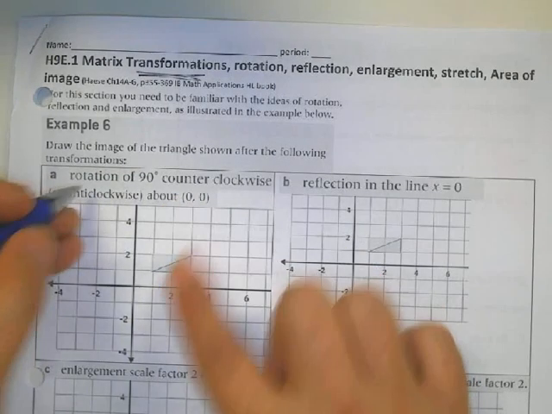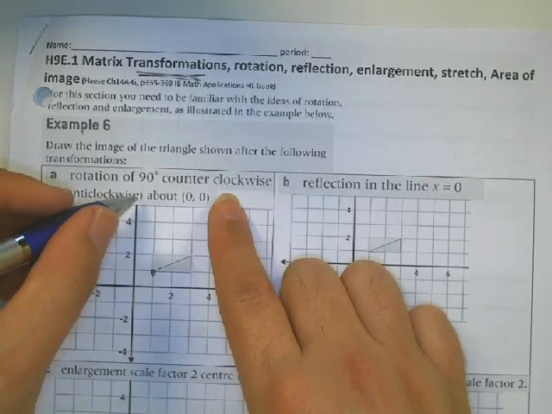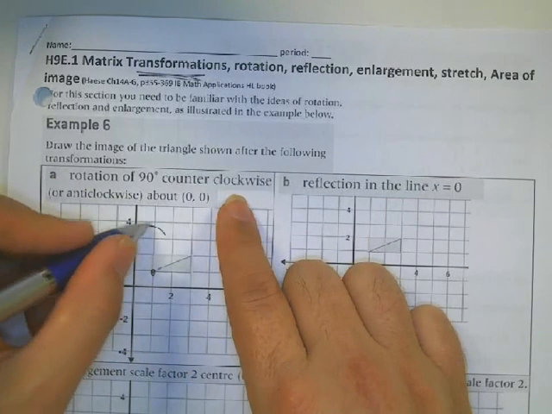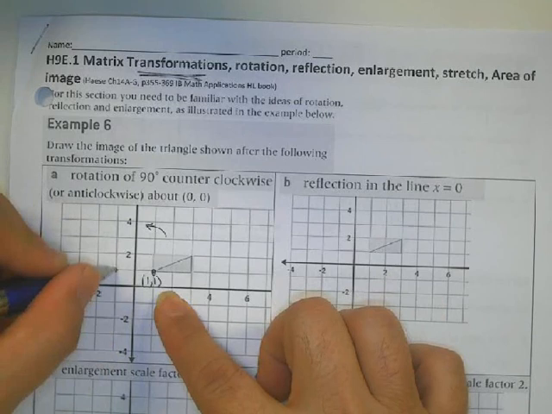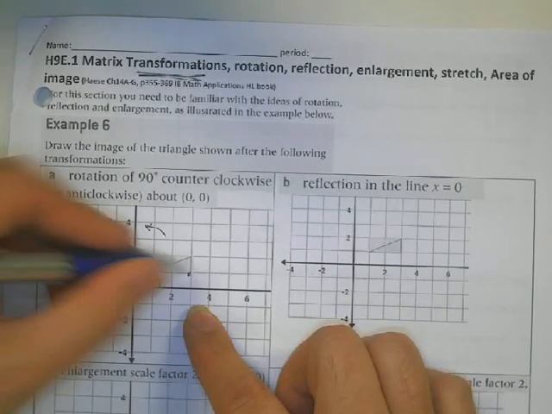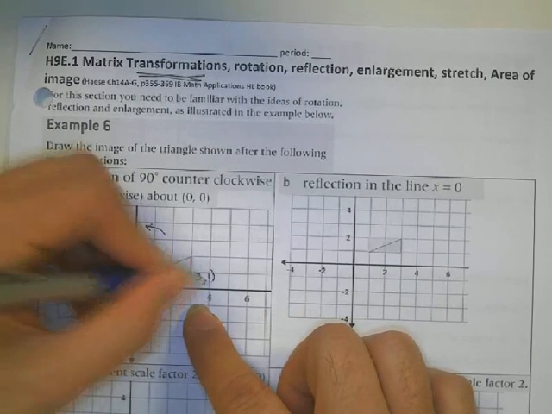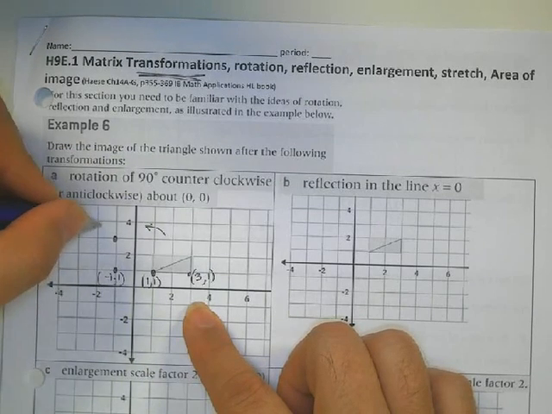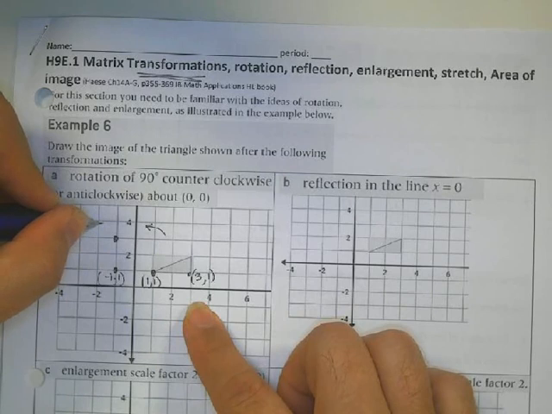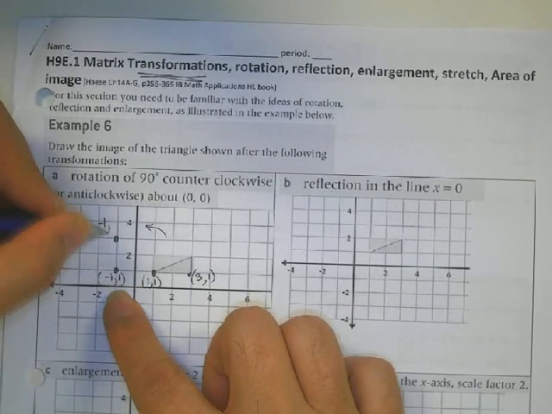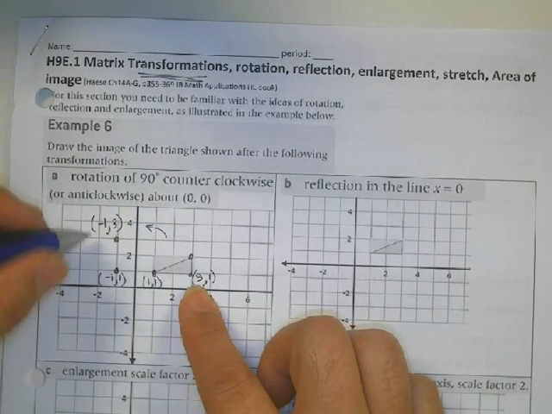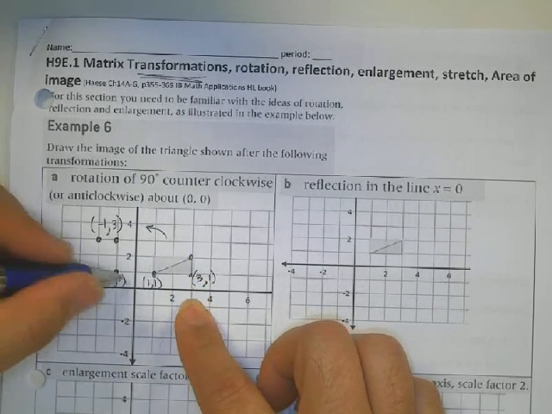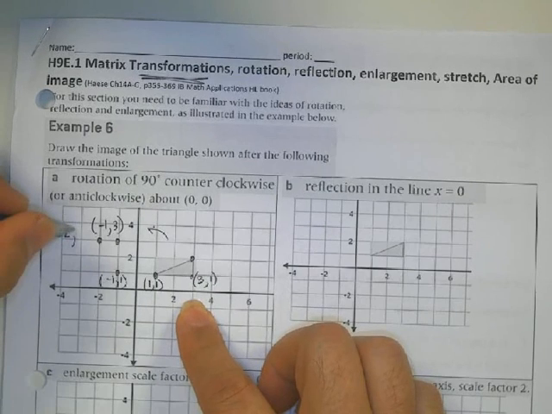So rotate 90 degrees counterclockwise. So we're going to go this way, right? This point here, this is (1, 1), and that's going to transfer over to here at (-1, 1). This point right here, which is (3, 1), is going to transfer up here to (-1, 3). And this point right here, which is (-3, 2), is going to transfer here to (-2, 3).